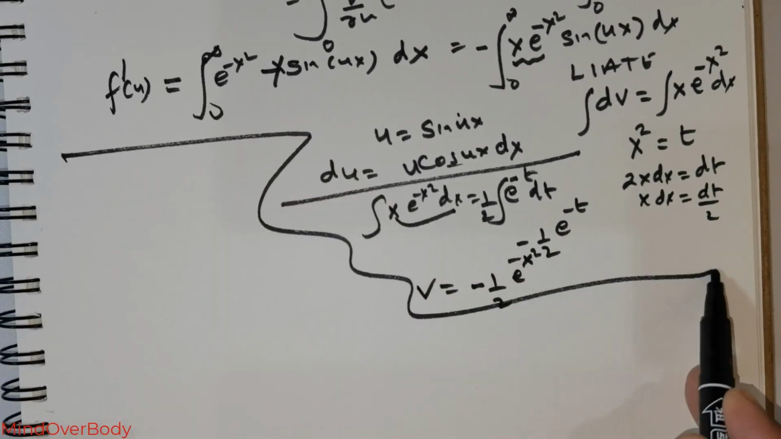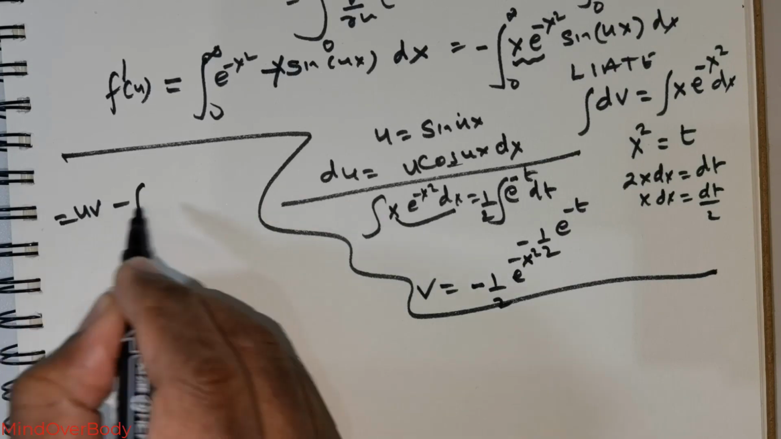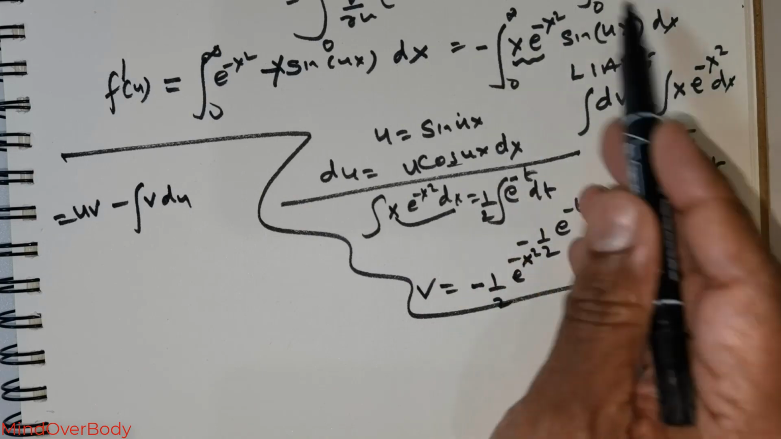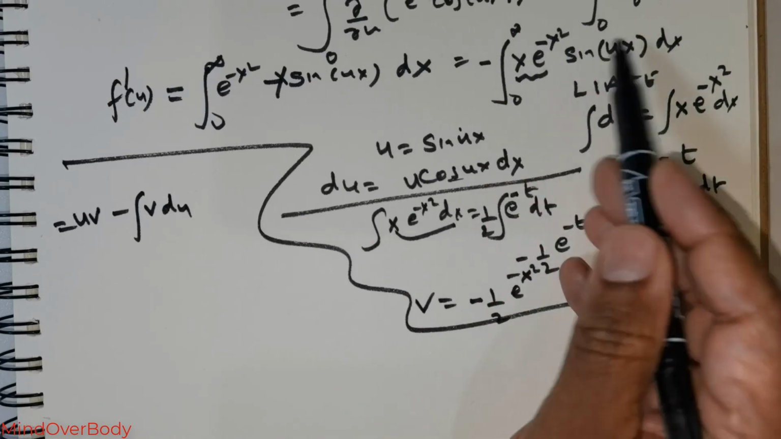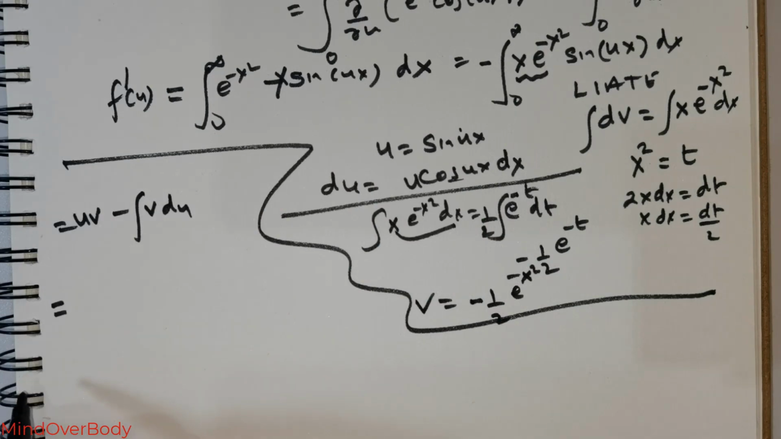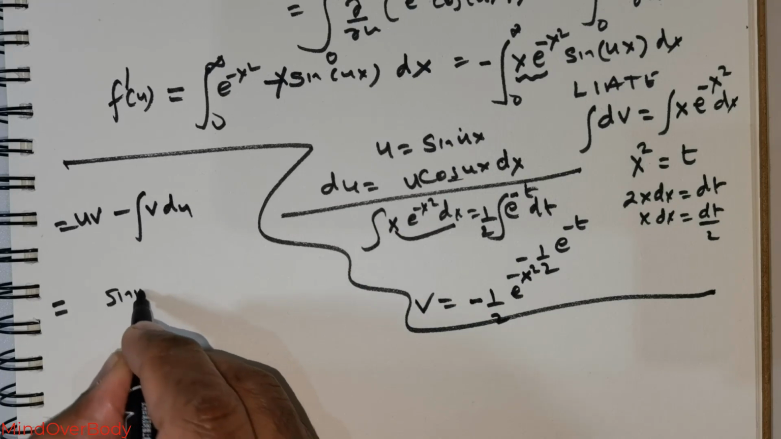Now let me use the integration by parts formula: uv minus integral v du. On the left hand side I've got this entire integral, so this integral is rewritten like this. This is equal to my u. What is my u? My u is sin ux.